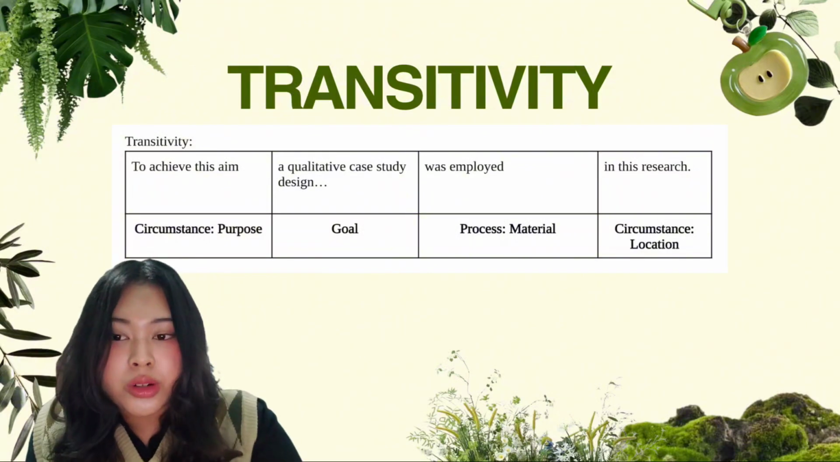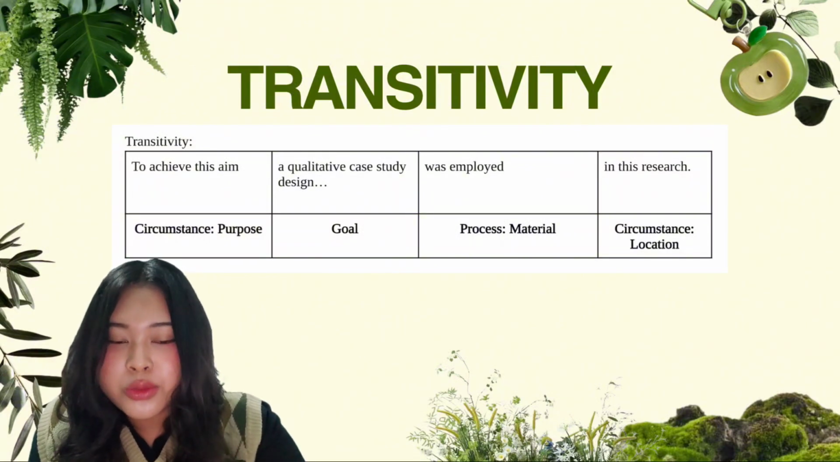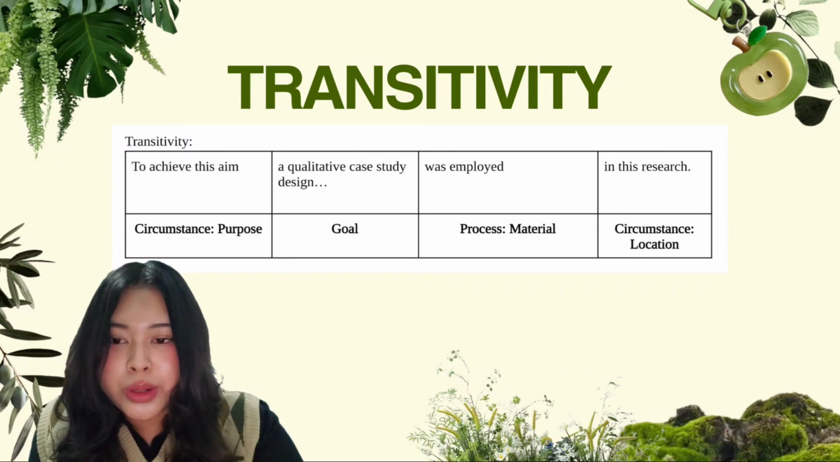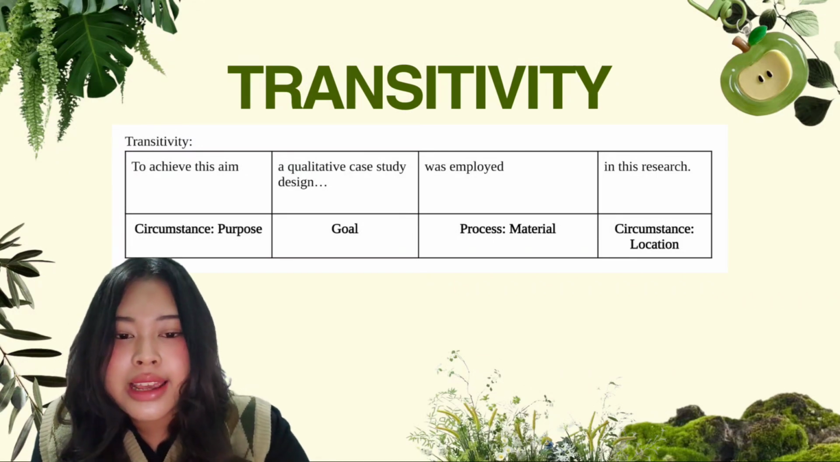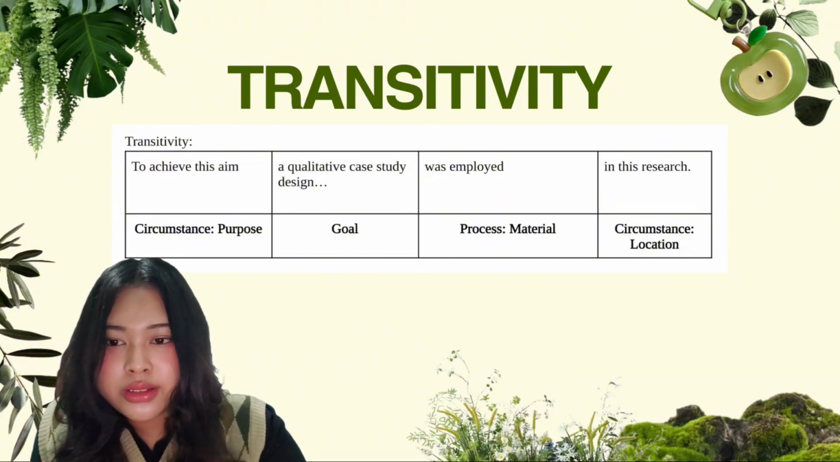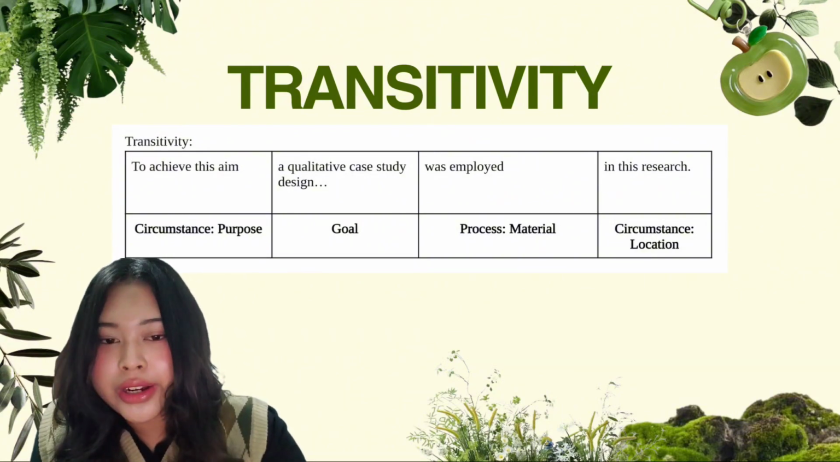Then we have two circumstances in the sentence. First, we have "to achieve this aim," which is our circumstance of purpose that answers the question why. And then second, "in this research," which is a circumstance of location that answers the question where.